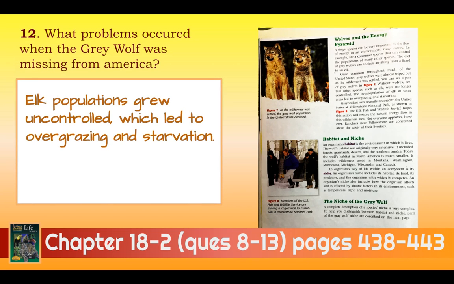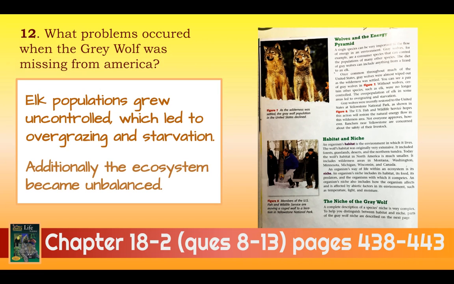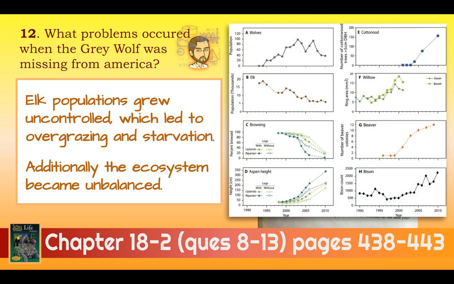And the elk then became uncontrolled out west, which led to overgrazing. They ate all their food and then they ran out of food and then they would starve. But there were bigger consequences for the rest of the ecosystem as it became unbalanced. When the wolves were reintroduced in 1995 to Yellowstone, of course, the wolf population went up as they started eating the elk, which went down.